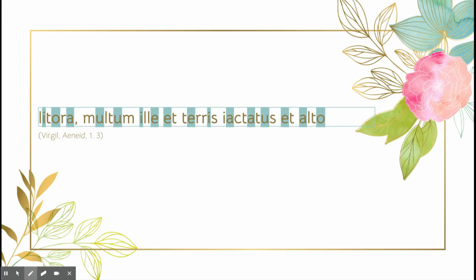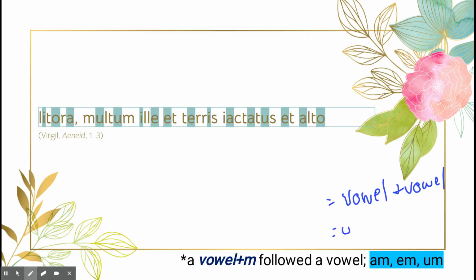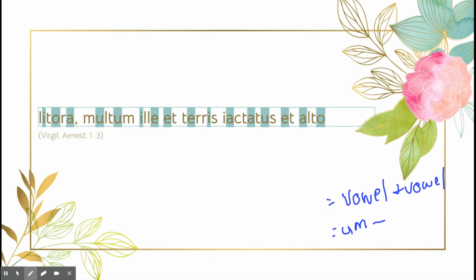So as we talked about, there are some rules for elision. The first rule of elision is if the last letter of a word ends with a vowel, and the first letter of the next word starts with a vowel, it's going to be elided. The next rule is if a word ends in an M, then followed by a vowel at the beginning of the next word, it's going to be elided. So let's take a look at the first one. It ends with a vowel and begins with a vowel.